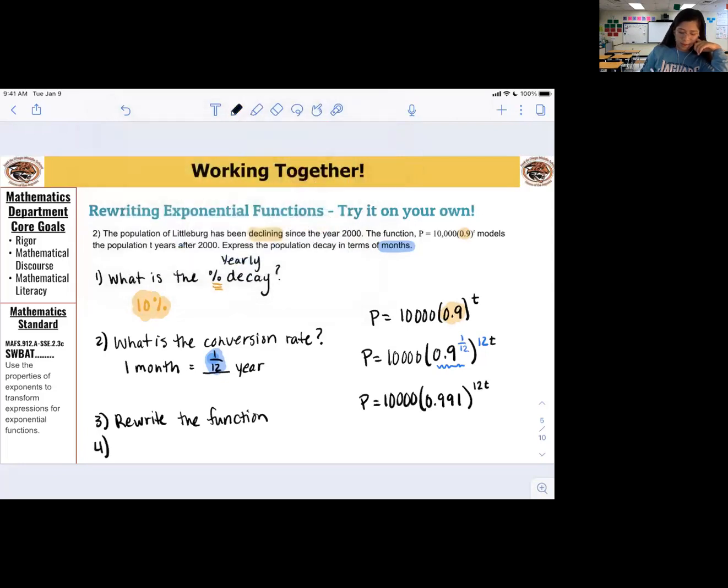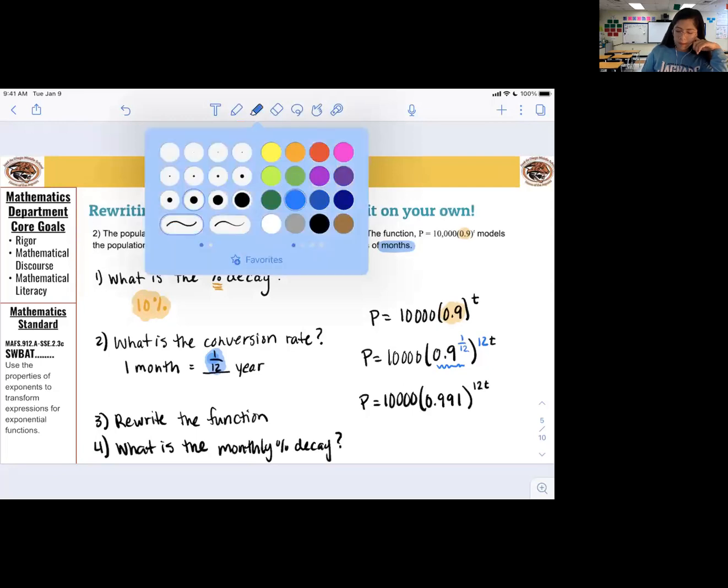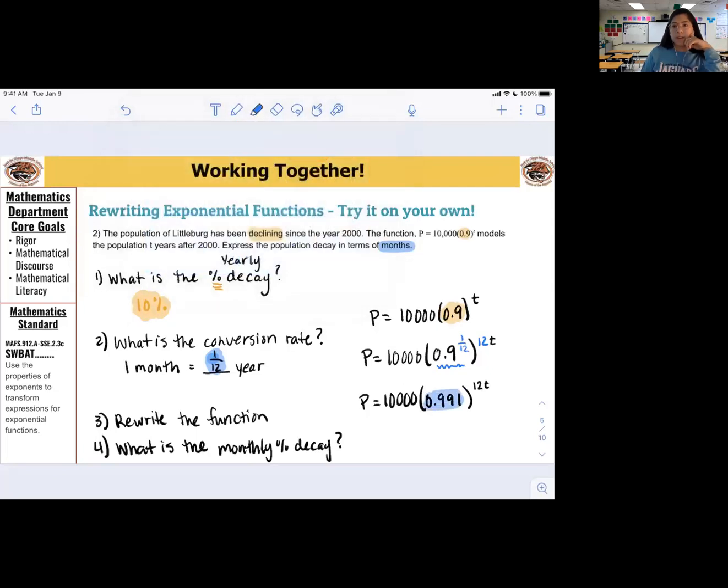So this is the last question. What is the monthly percent decay? So we take our new rate, and go ahead, you can use your calculator. What is 1 minus 0.991? 0.009, right? There's 2 zeros there.